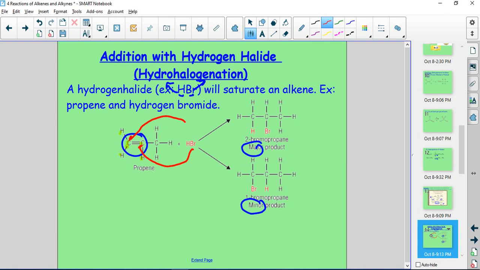Now, to get your minor product, it's just the opposite. The hydrogen will attach to the carbon with the least number. So that's your minor product. So your major product is here, 2-bromopropane instead. Okay, now if I can find my cursor, here it is.